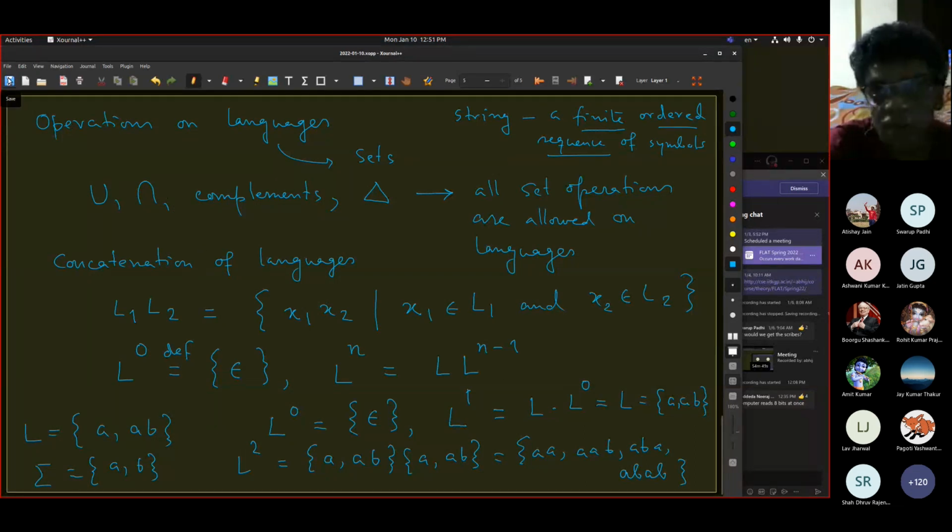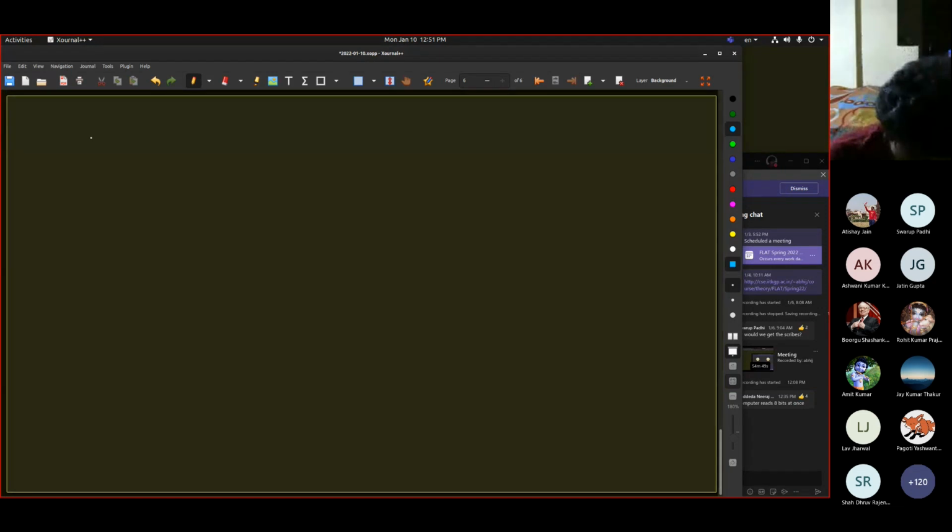So with this notation, I have just another concept.